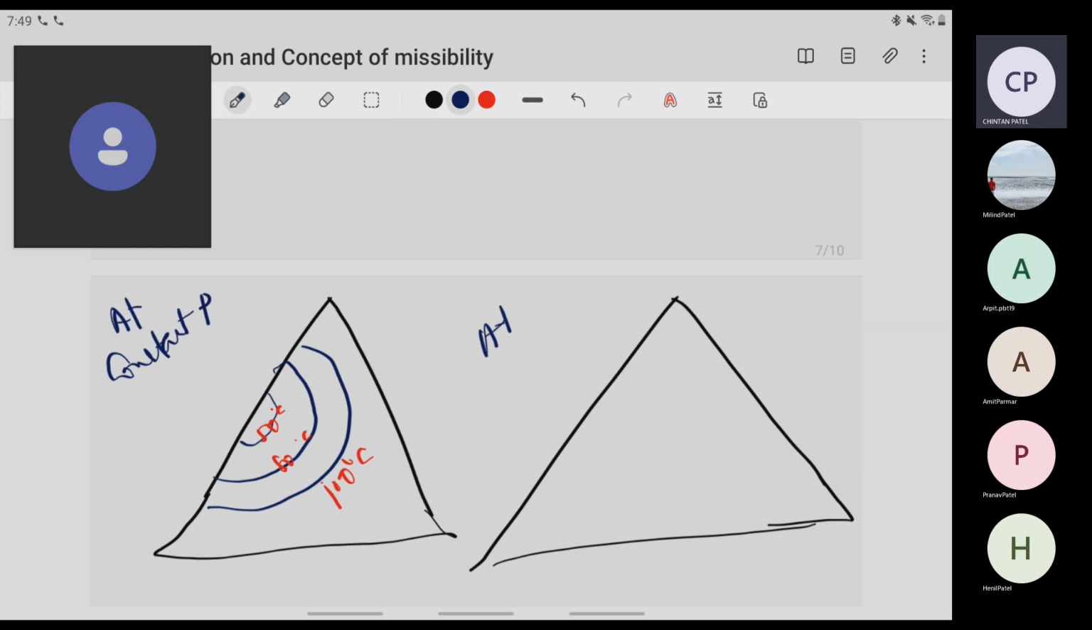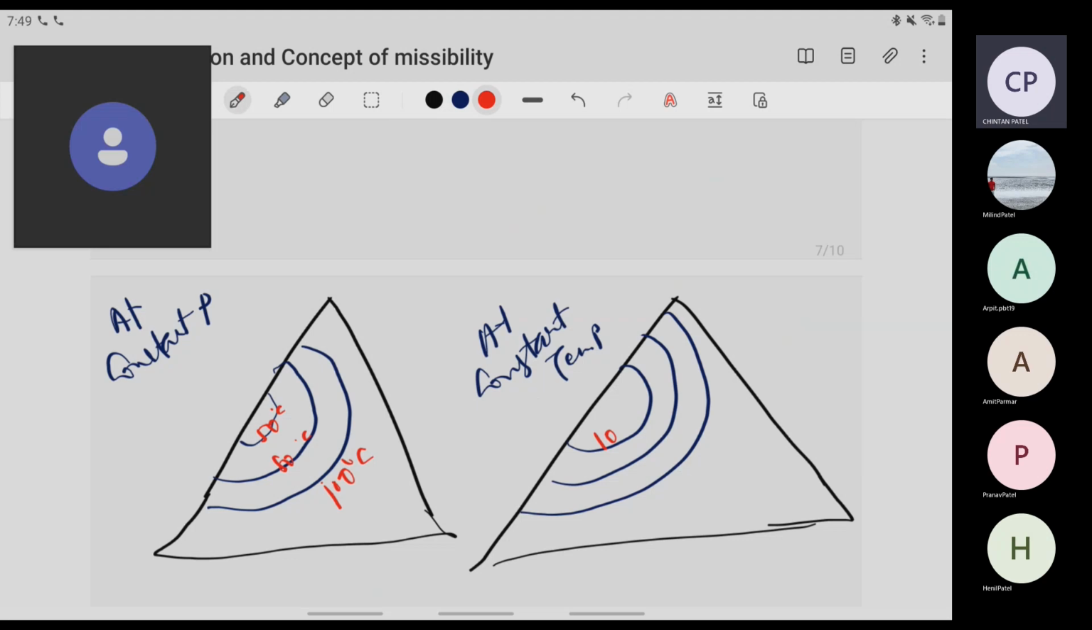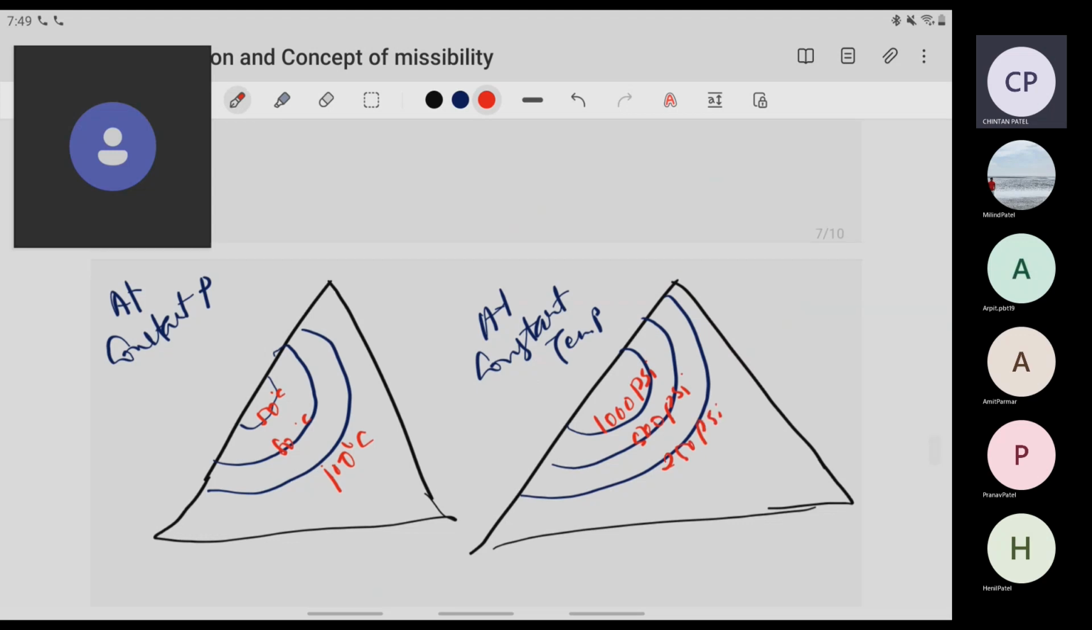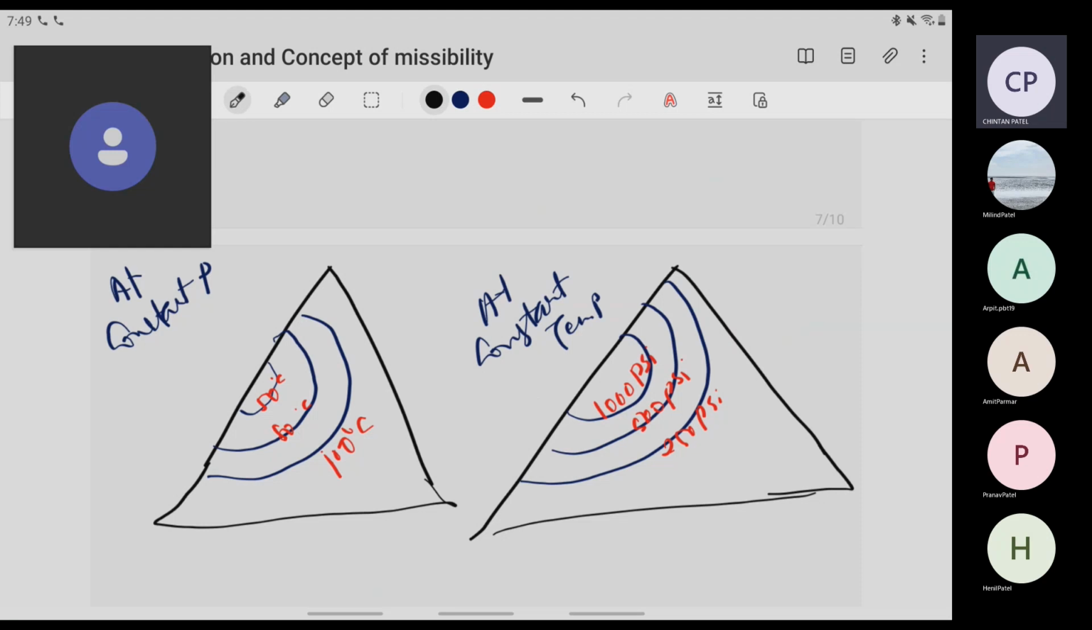And at a constant temperature, if pressure was decreasing here, then pressure will always increase here. So here 1000 psi, then here 500 psi, and here 250 psi. So this two-phase zone shrinks when my temperature is decreasing at a constant pressure, and when my pressure is increasing at a constant temperature. Okay? So let's talk about crude oil itself.